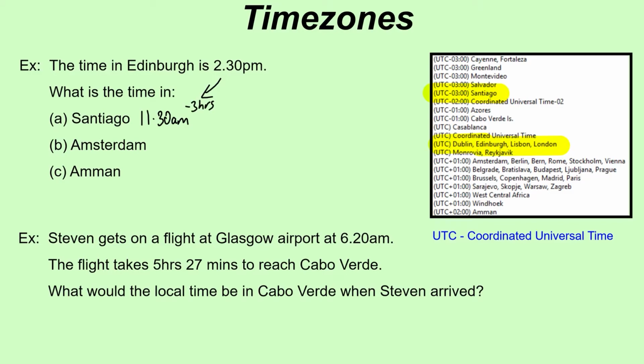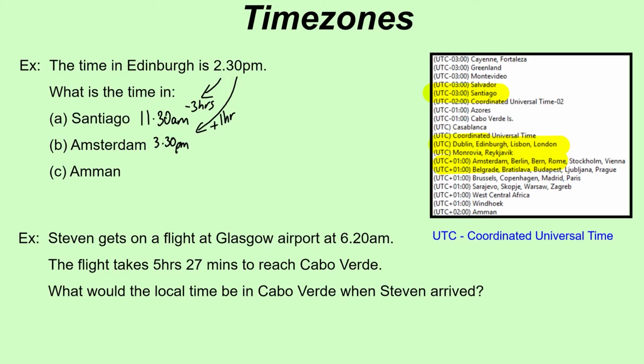Okay, next one, Amsterdam. So Amsterdam, I have to find it somewhere on the list. Here it is here. So there's Amsterdam, and that's 1 hour ahead. So for 1 hour ahead, I'm going to take 2:30 and add on an hour. That would go up to 3:30 p.m.